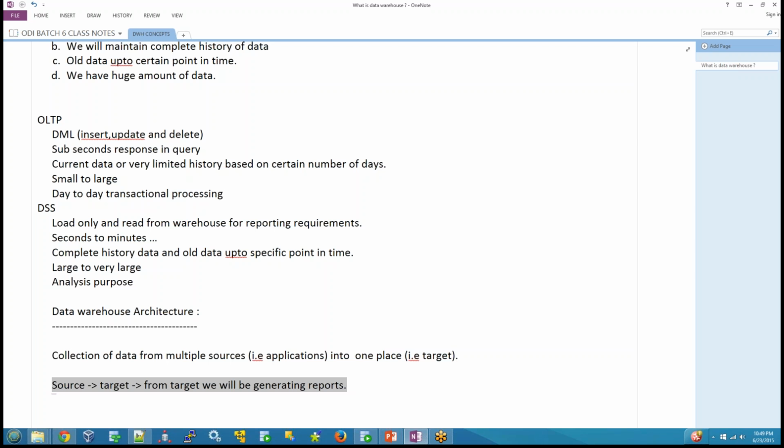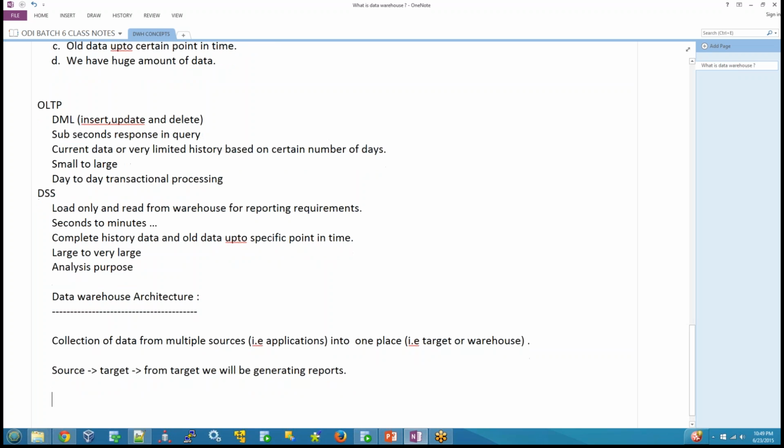So getting data from a source and loading into a target, the target is nothing but your warehouse, one place. I'm saying here it is a target or warehouse. We get the data from sources, load into a target or warehouse, and from the warehouse we generate a report. Everybody is clear? This complete process is called the whole system.